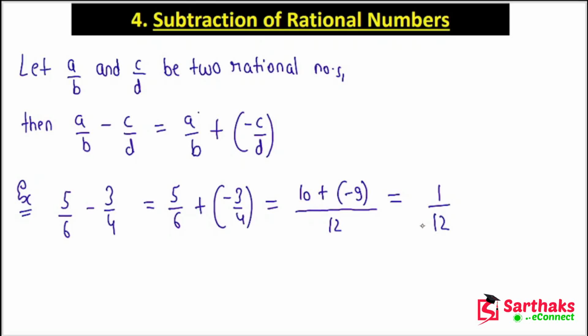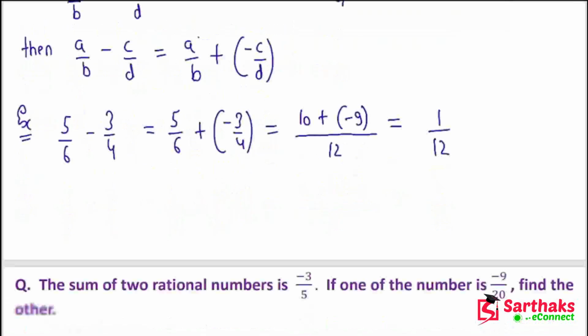Now you can see very easily we carried out the subtraction of rational numbers using addition of rational numbers. How? By adding the negative of 3 by 4 to 5 by 6. So this is how we define subtraction of two rational numbers. Now let us take this method forward with the help of an example.